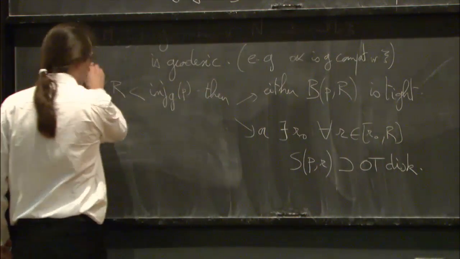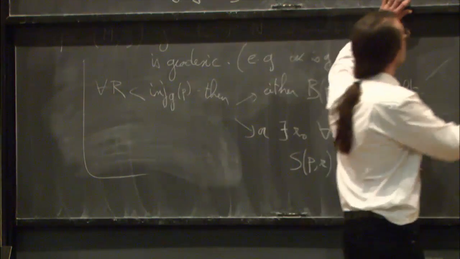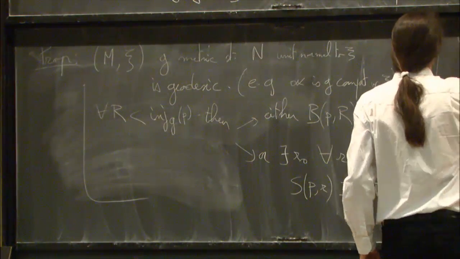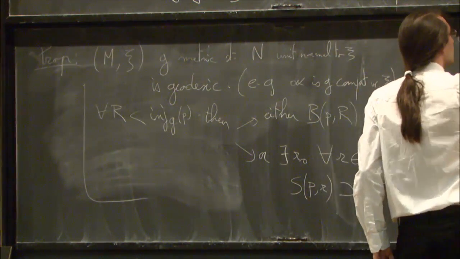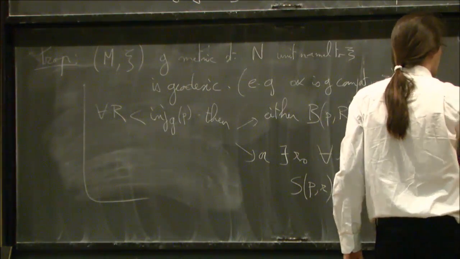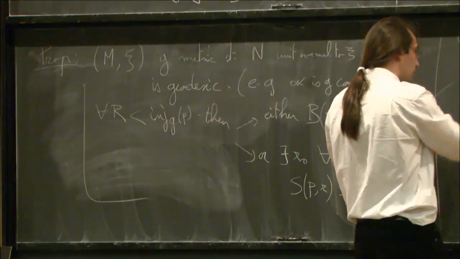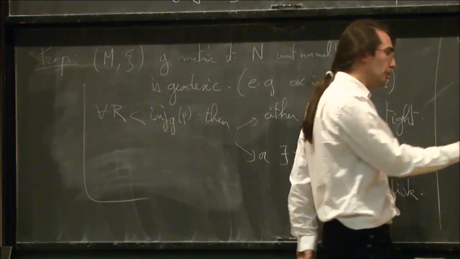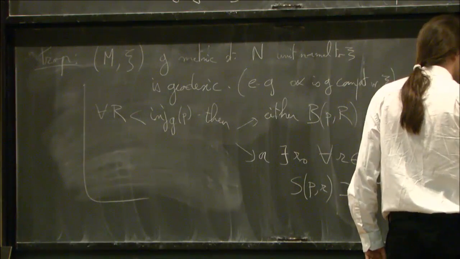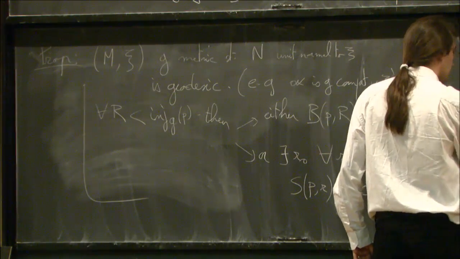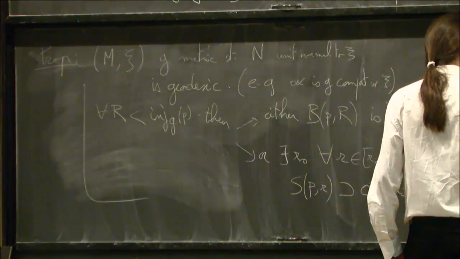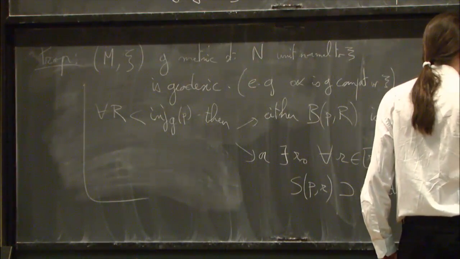So over-twisted disk, remember, means the following picture. It means we have a disk, and the characteristic foliation has one singular point in the middle, and the boundary is a regular closed leaf. I mean, there are several definitions, but the definition that I want to use is this one. And the characteristic foliation looks like this.